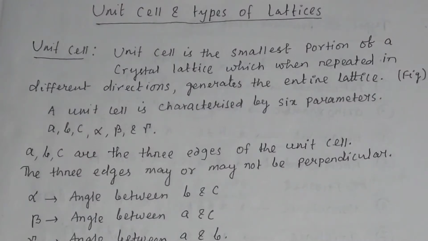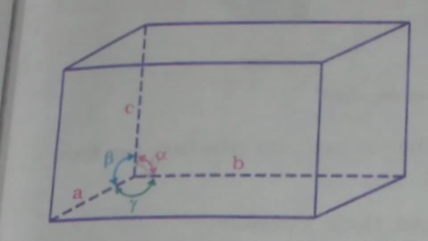Unit cells and types of lattices. Let us first discuss the unit cell. What is a unit cell? A unit cell is the smallest portion of a crystal lattice which, when repeated in different directions, generates the entire lattice. In the figure, you see this is the unit cell.